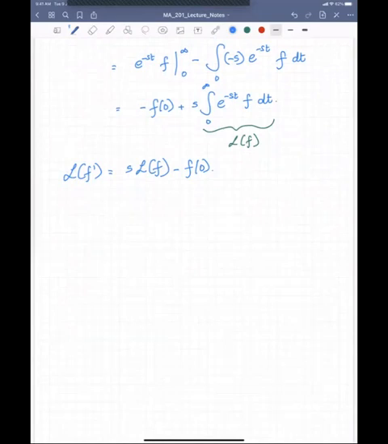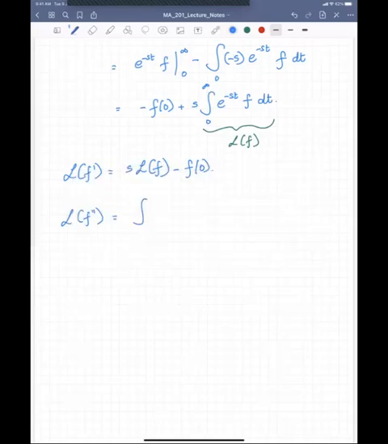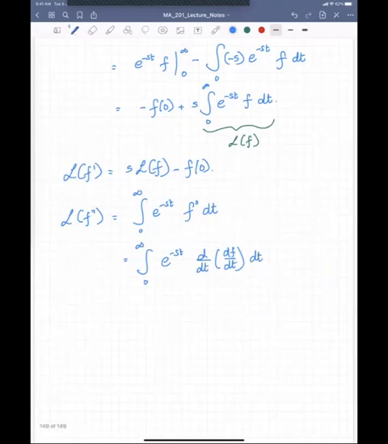Before we do that, let us actually calculate the Laplace transform of the second derivative also. Again, start at the beginning. 0 to infinity. This is f double prime dt. Again, I will use the udv formula. So I can write this as integral 0 to infinity e to the minus st d/dt of df/dt dt. So d of df/dt would be my dv.